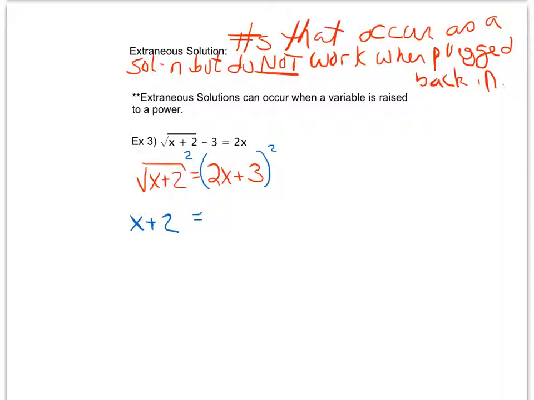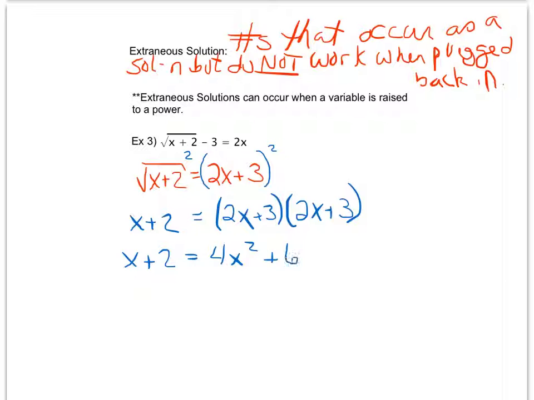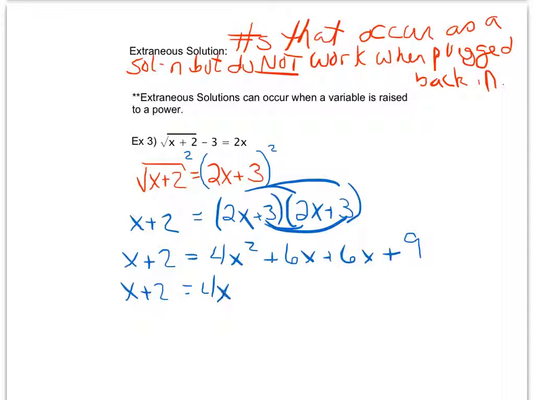On the right-hand side, okay. On the right-hand side, when I square 2x plus 3, remember I can only distribute a square if it's multiplication. Because I'm adding in the middle here, I have to write this twice and FOIL, giving me 2x plus 3 times 2x plus 3. So now I have to work this out. So I get x plus 2 equals 4x squared plus 6x plus 6x plus 9. Cleaning this up, I get x plus 2 equals 4x squared plus 12x plus 9.